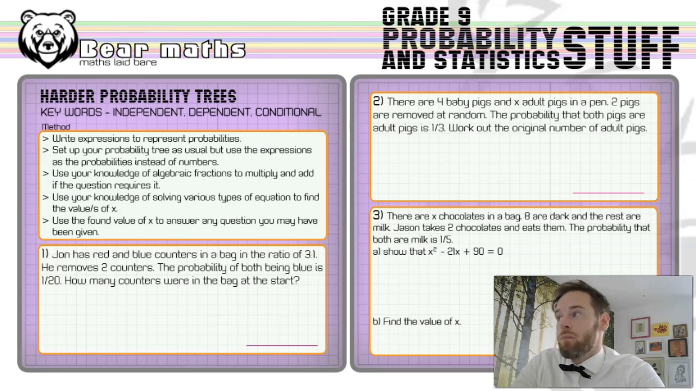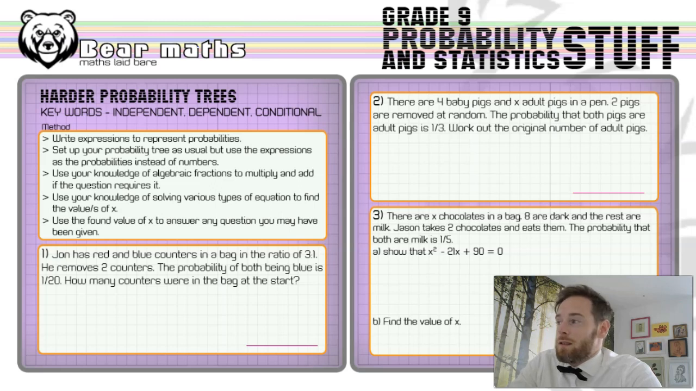This one is on harder probability trees. I have made a probability trees video which you should watch along with a number of other videos in order to be able to do this skill very well. But the keywords are independent, dependent and conditional. Independent events are events that are not connected. Dependent and conditional events are connected.